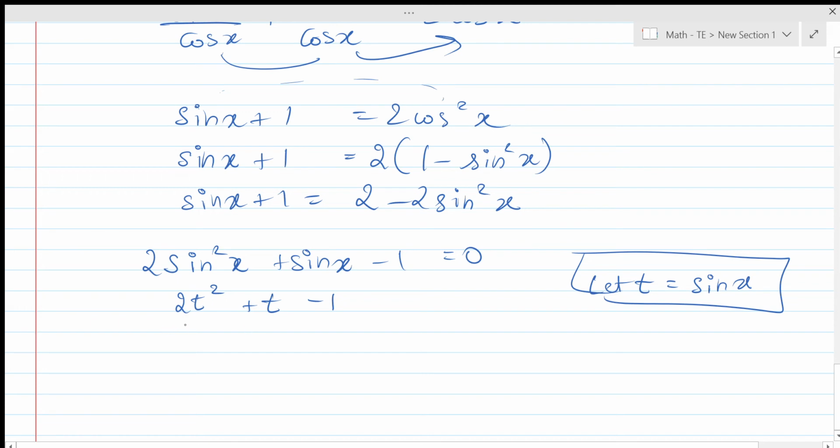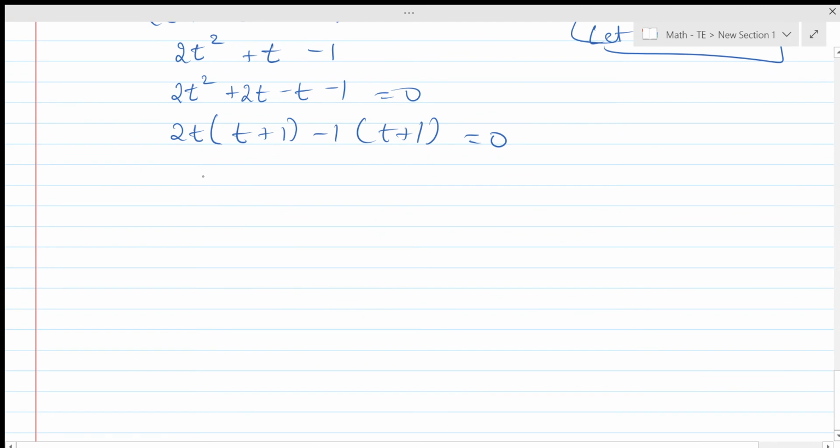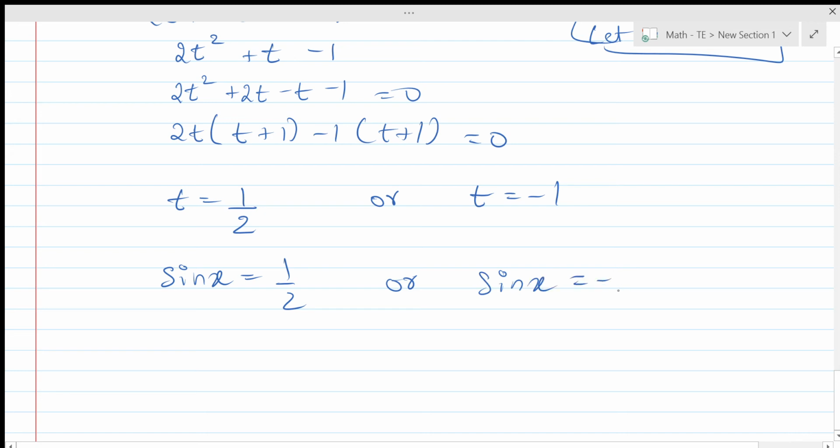So how do you split these terms? It can be split into 2t square plus 2t minus t minus 1 is equal to 0. Let 2t be common. So 2t times (t plus 1) minus 1 times (t plus 1) is equal to 0. So we can say that t is either equal to half or t is equal to minus 1. Alright. So what was t initially? It was sine x is equal to half or sine x is equal to minus 1.